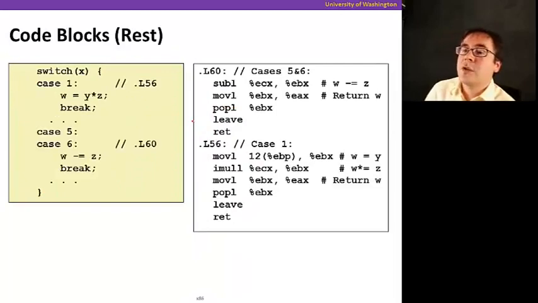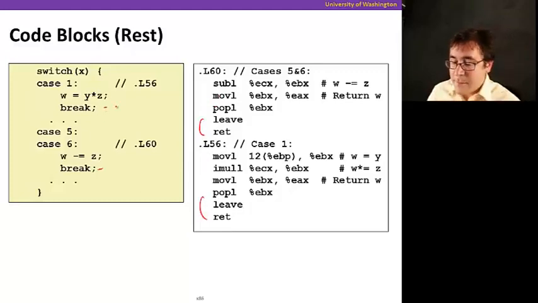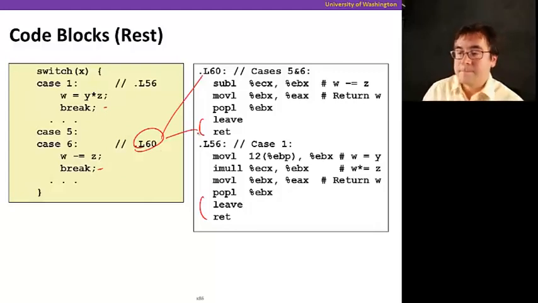So here's the rest of the code blocks for our example. Again, the important thing to notice is that you have returns after every single block that had breaks. And both case 5 and case 6 are mapped to .L60, which is that label here.